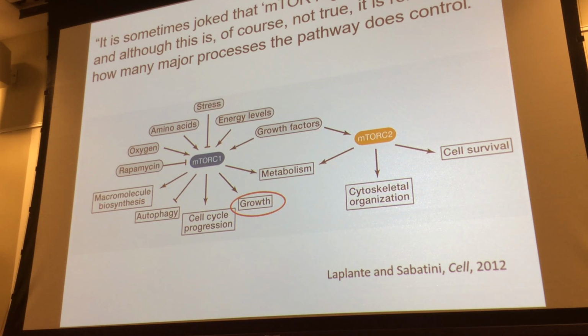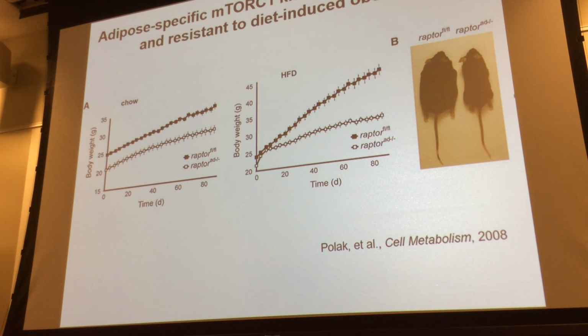And here, the example I'm giving you is a little bit more advanced. It's in mammals, in the mouse. This is from Michael Hall's group from Basel, Switzerland. His group, together with Sabatini's group, is really one of the most important groups in mTOR signaling.